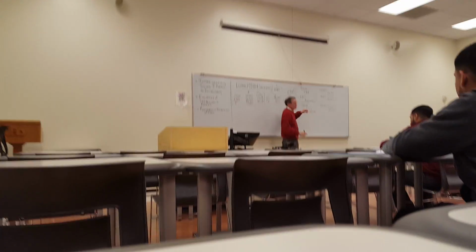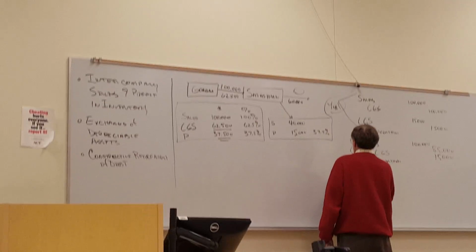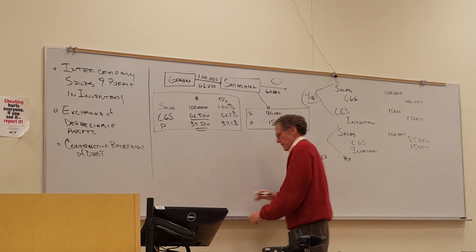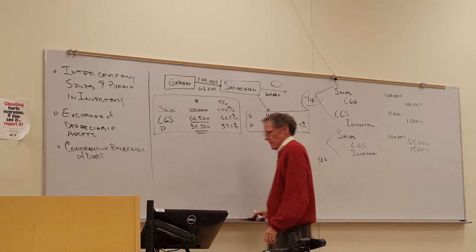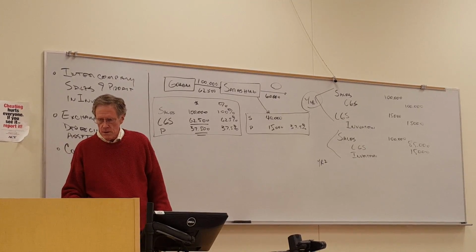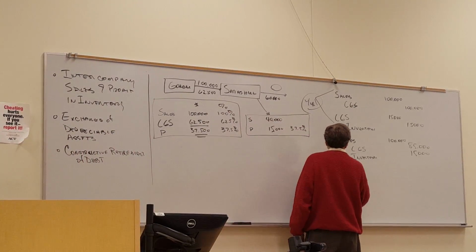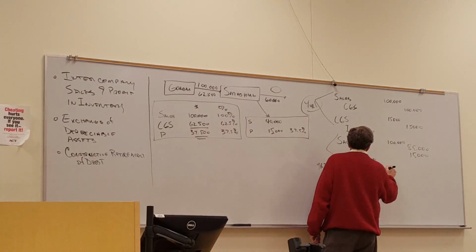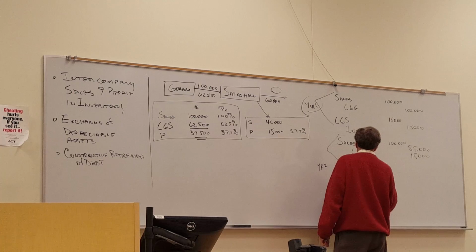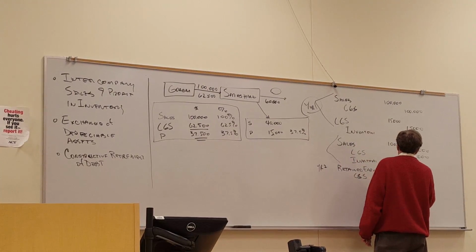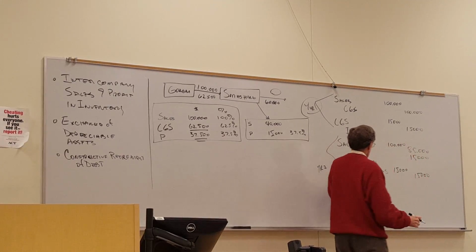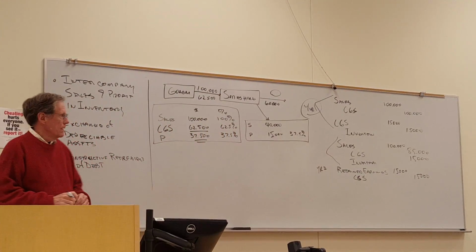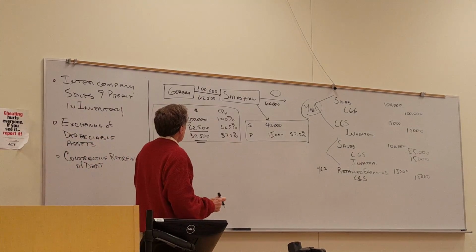We can do either one of these two entries, not both. On year 2, we're going to debit inventory, and for the credit, cost of goods sold, and we will reverse the deferral of profit in inventory.